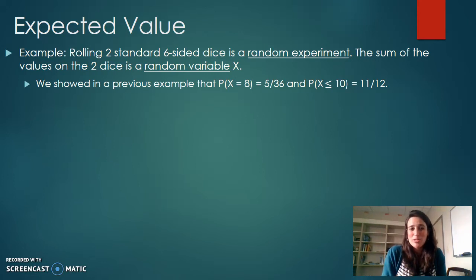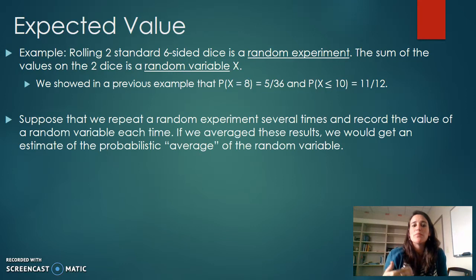We showed in a previous example that the probability that x equals 8, so that our sums added to 8, was 5 out of 36. And we showed in a previous example that the probability the sums were less than or equal to 10 was 11 out of 12.